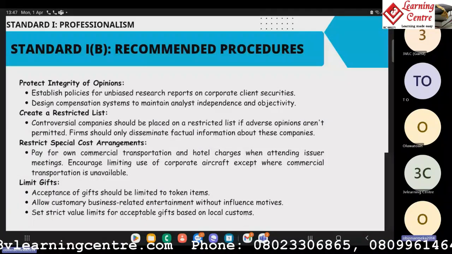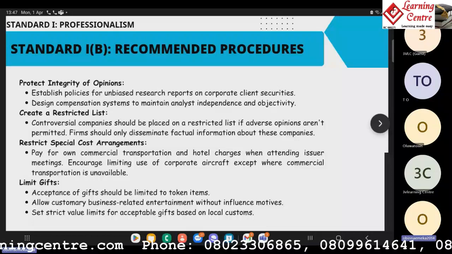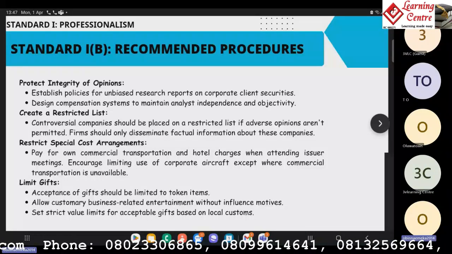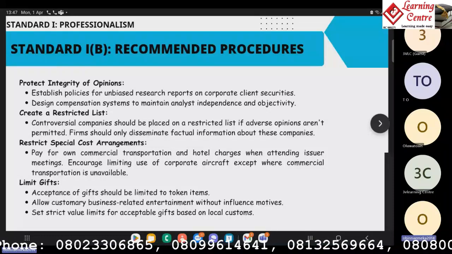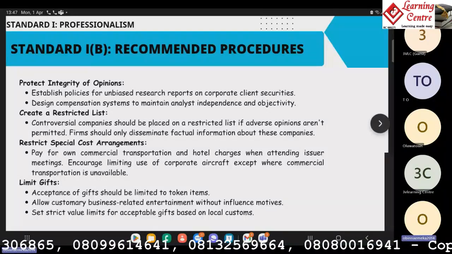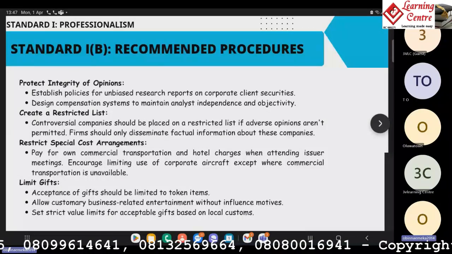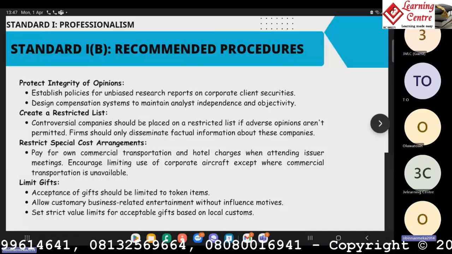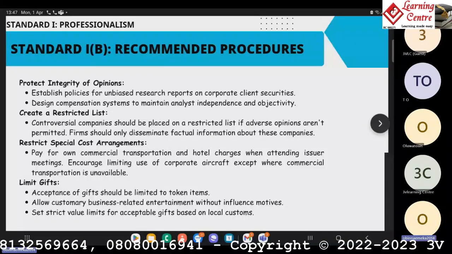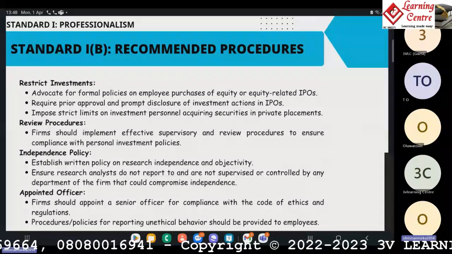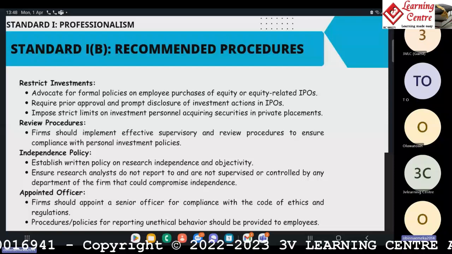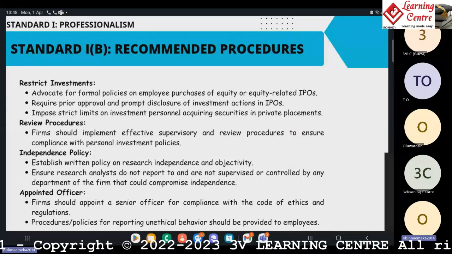Also, restricting investment. We can have formal policies on employees' purchase of equity or equity-related IPOs. We can have prior approval of any investment action in an IPO. And sometimes the company can even impose a strict limit on investment personnel acquiring securities in private placements. Those are some things that we can have.